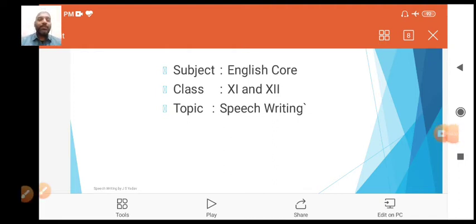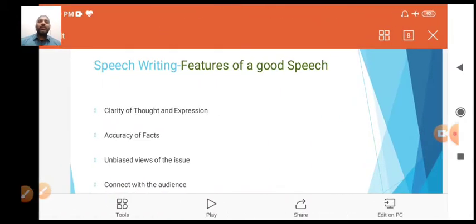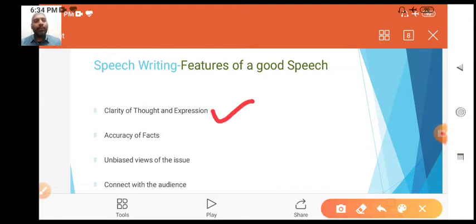Dear students, today we will try to learn speech writing. So, let's start. Speech writing contains four main features. Number one, clarity of thoughts and expression. Number two, accuracy of fact. Number three, unbiased view of the issue. Number four, connection with the audience. The fourth one is very important.